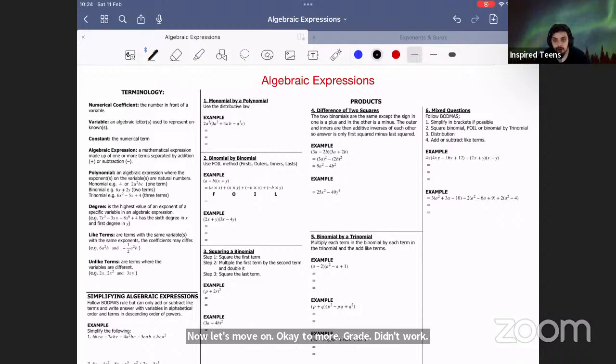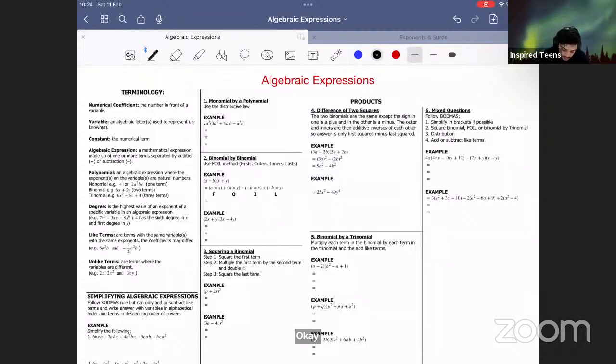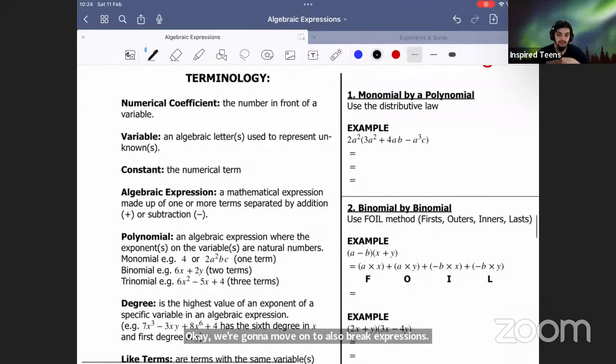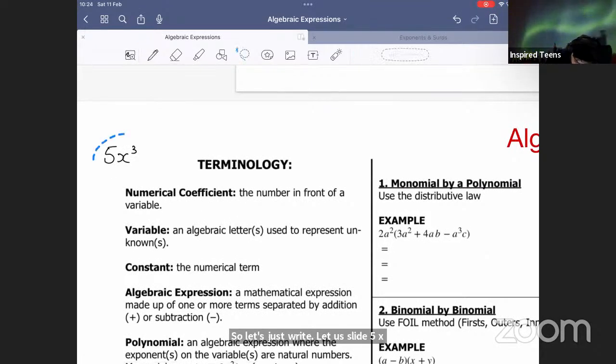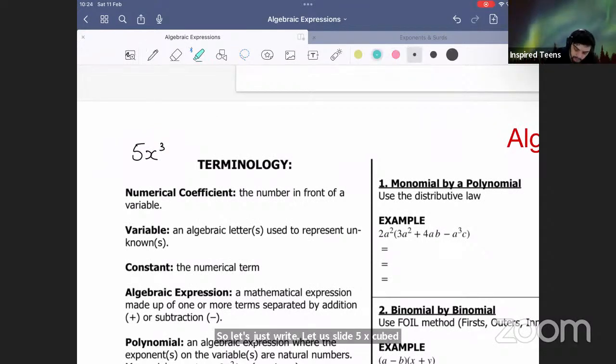Okay, we're going to move on to algebraic expressions. Firstly, we're going to go through some terminology. So let us write 5x cubed. The first terminology that we're going to go through is known as the numerical coefficient, or the coefficient, which is the number in front of the variable.